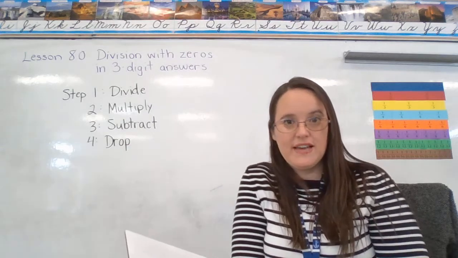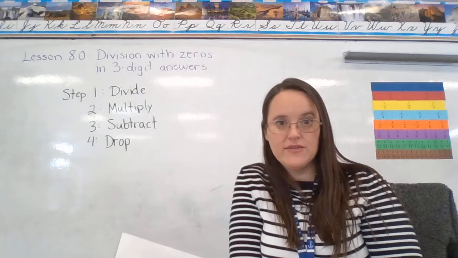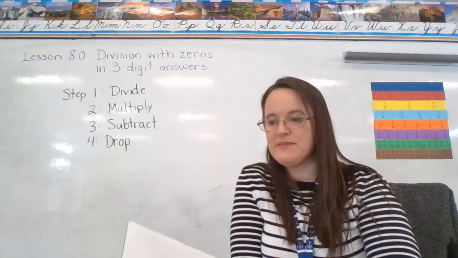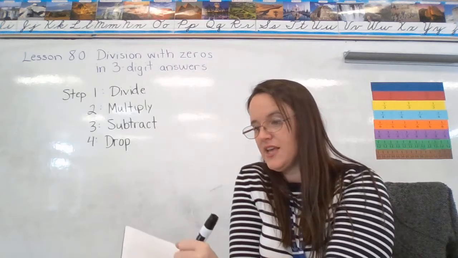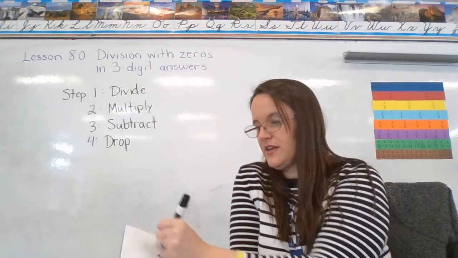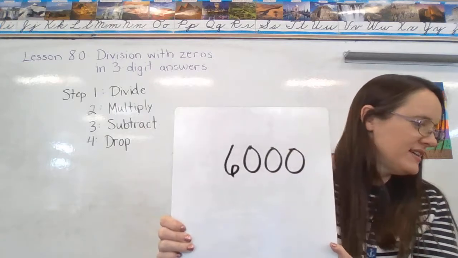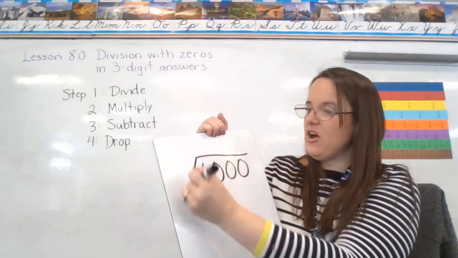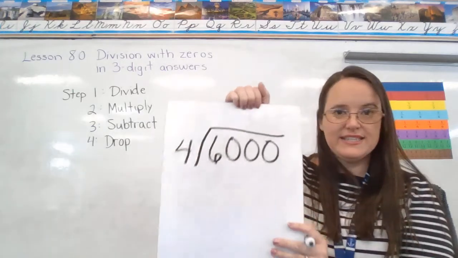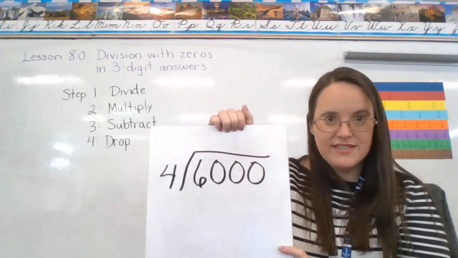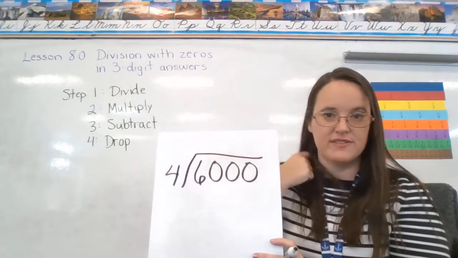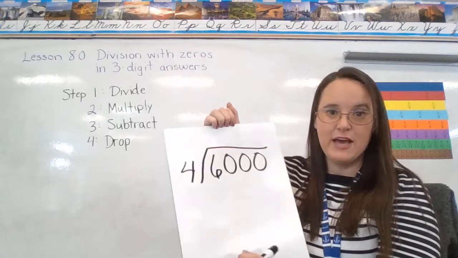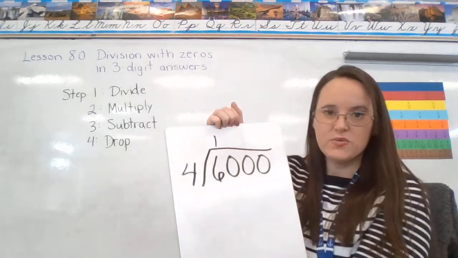1 ton is 2,000 pounds, so we can count by 2,000. 2,000, 4,000, 6,000 pounds is going to be 3 tons. So we're going to start with 6,000. Our 6,000 pounds of weight is divided onto 4 pallets. So we need to do this division problem in order to answer the question. Does 4 go into 6? Yes. How many times? Just once.